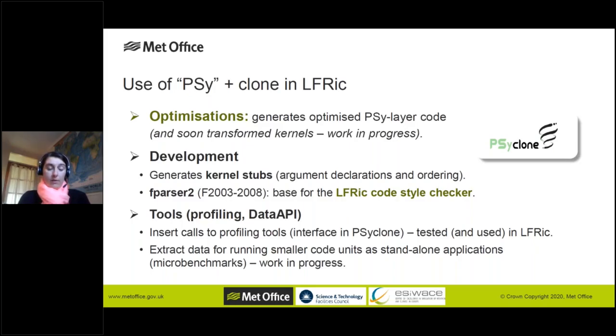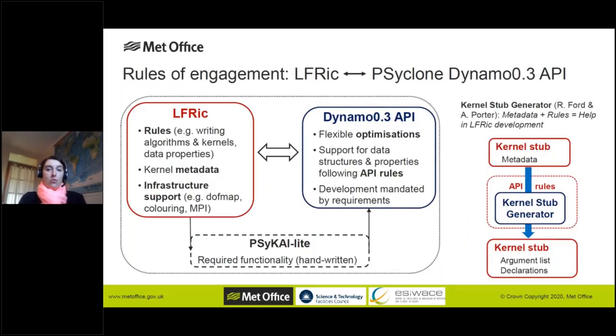And some other tools are profiling and the data API, and Jörg is going to talk about these tomorrow. So how do LFRic and PSyclone work together? From the LFRic side, there are rules about how to write algorithms and kernels, and what the data properties are. These rules come in the form of the kernel metadata and the invoke DSL syntax that Andy has mentioned. LFRic also provides the infrastructure support for optimizations, for instance the DOF maps, the support for coloring, and MPI calls.